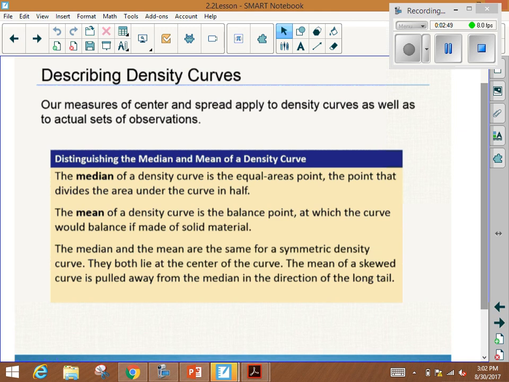Really important, the median and the mean should be the same for a symmetric density curve. All right, it should be exactly at the center. Even more importantly, the mean of a skewed curve is pulled away from the median in the direction of the long tail, right? So if you have a lot of data over on the right-hand side, that's going to push your mean out to the left.